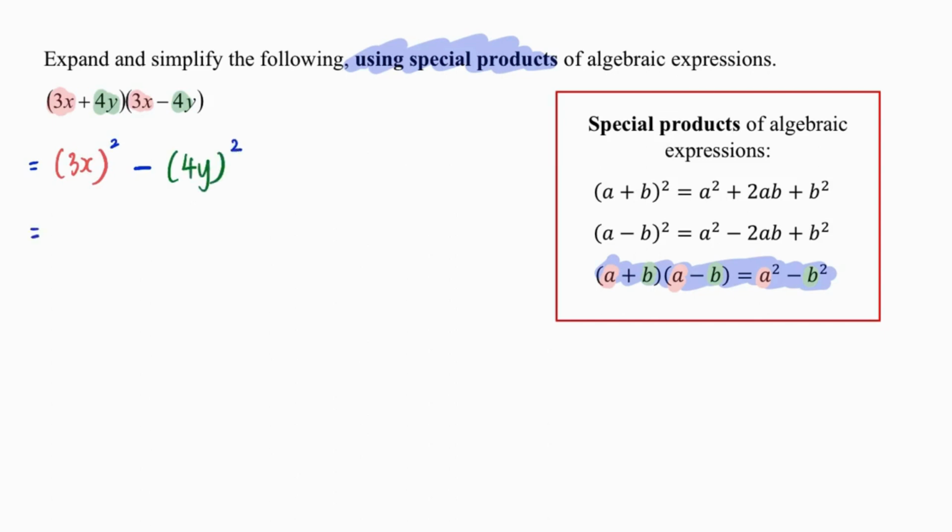Next thing would then just be to simplify it. (3x) squared is 3 times 3, 9, x times x, x squared. (4y) squared is 4y times 4y, meaning 4 times 4, 16, y times y, y squared.